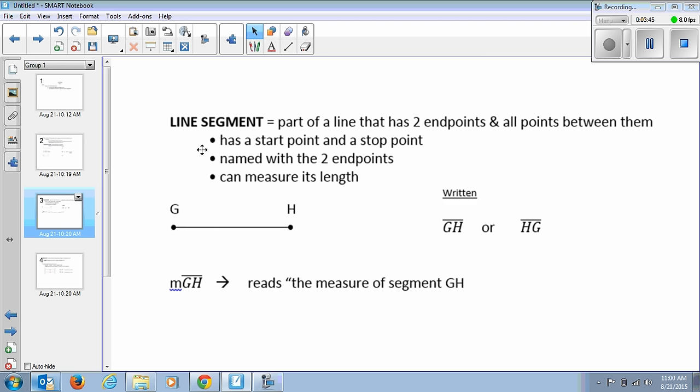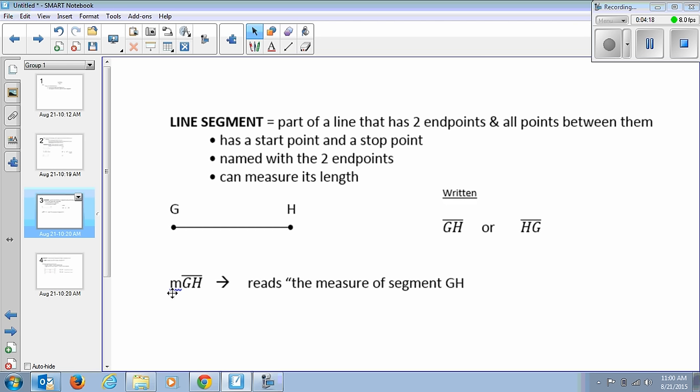We always name a line segment with two endpoints, where it starts and where it stops. It does not matter which one you use first or second. Here is your symbolic notation of a line segment right up here. Notice it's a segment of a line. No arrows on it because the segment starts and stops. It does not extend forever. So I can name this line segment GH, because of the endpoint G and the endpoint H, or you can name it HG. Either one is correct.